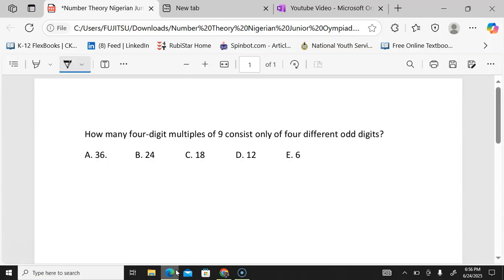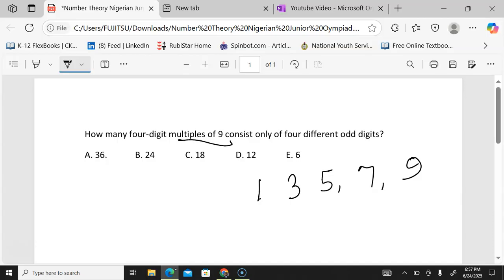We are looking at a 4-digit number that is also a multiple of 9, and it will be made up of 4 different odd digits. That's interesting. That means our number cannot have any even digit. So what digits can we use to form the number? The number could be formed from any of these digits: 1, 3, 5, 7, and 9.